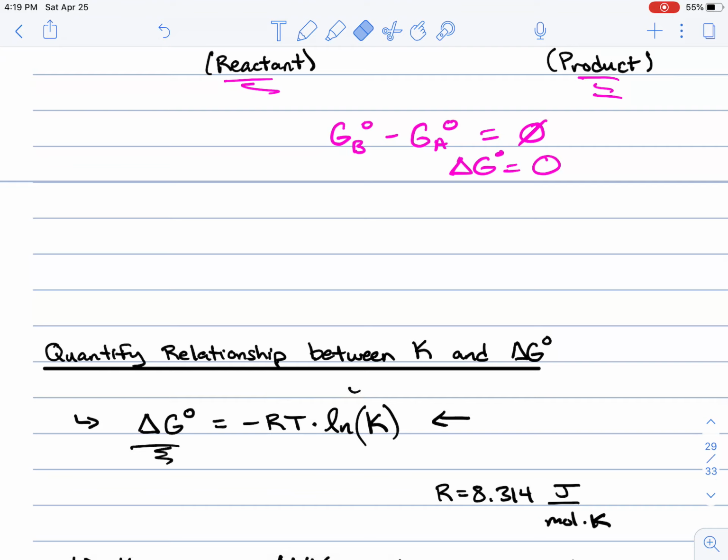R is going to be another gas constant, but it's not 0.0821 liters atmospheres per mole Kelvin. Remember that delta G is expressed in terms of energy, and so therefore we're going to use the R value that has the unit of energy in it. So it's going to be 8.314. This temperature, notice that it's in Kelvin, so we have to convert everything into Kelvin units. And then last but not least, we just take the natural log of the equilibrium constant.